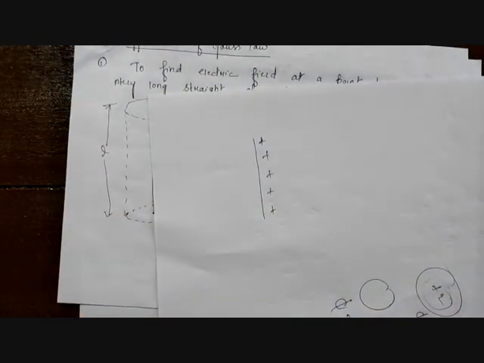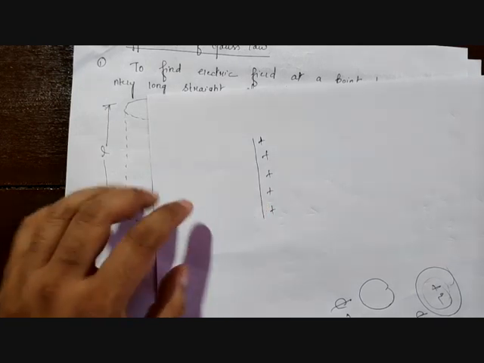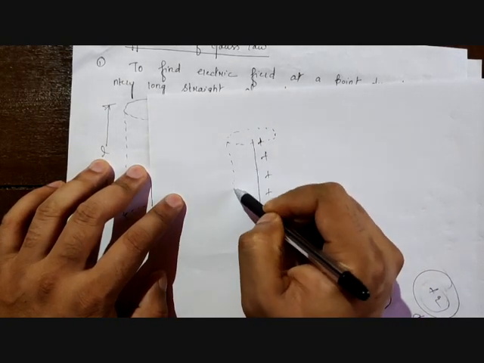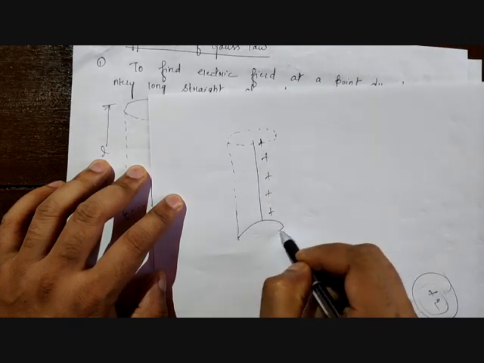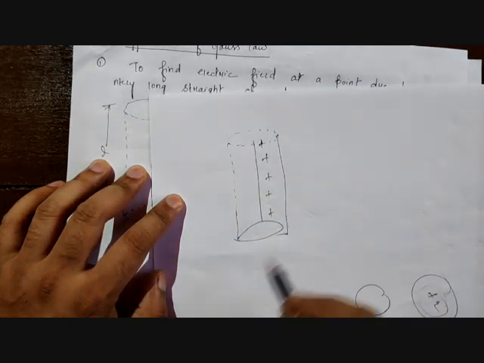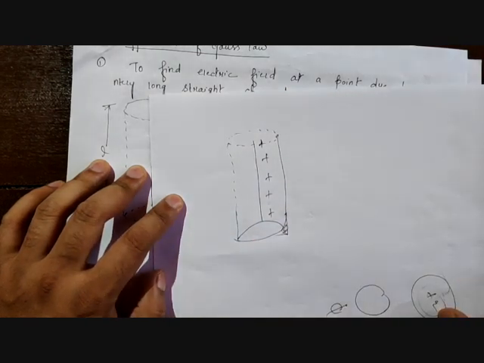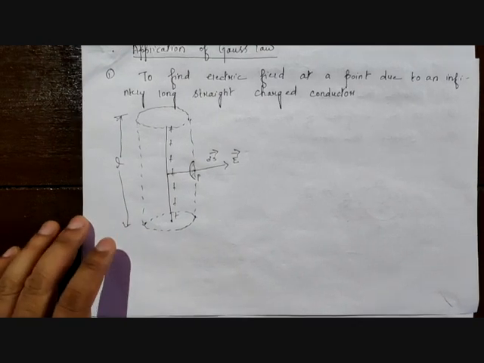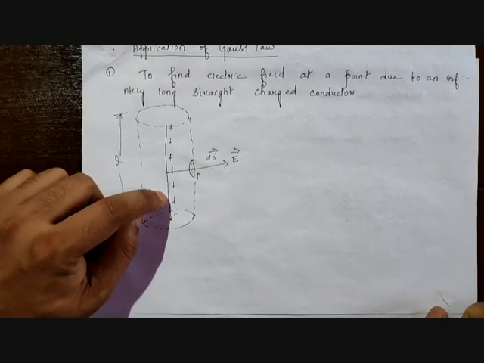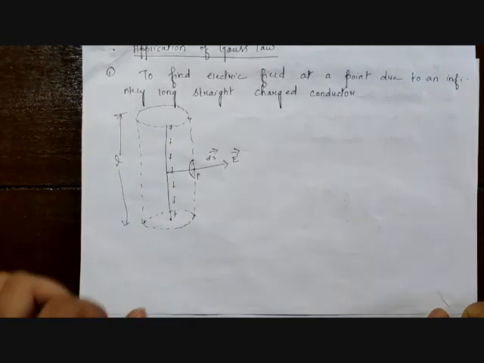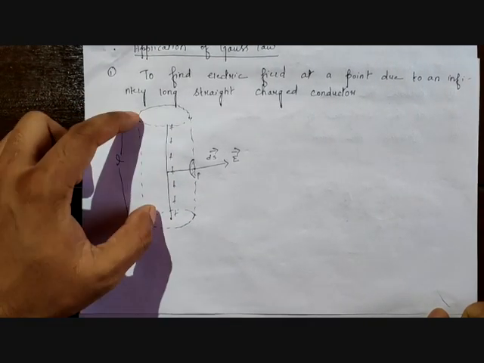What's the condition of Gauss law? For Gauss law to apply, the surface should be closed. Is this surface closed? No. So to close the surface, we'll put a cylinder around it. Now is this surface closed? Yes. So look, this is the figure. The positive charge is there, and I close the charge with a cylinder, and the length of the cylinder is L.